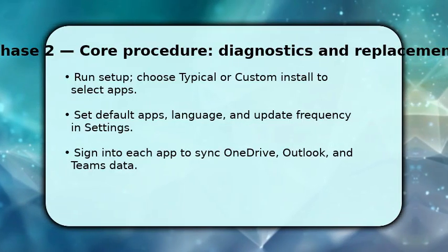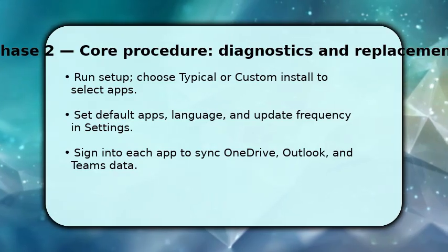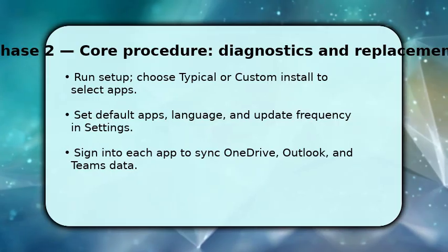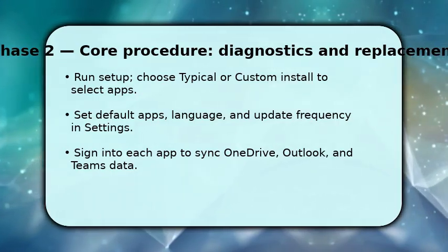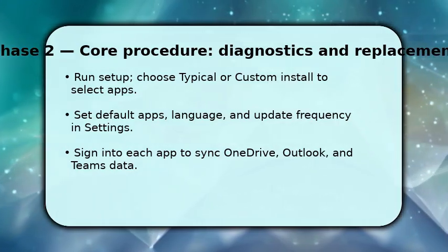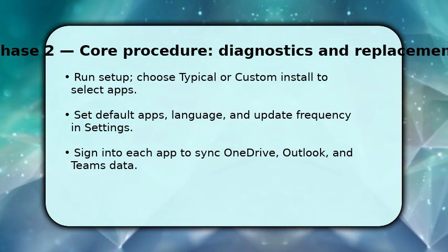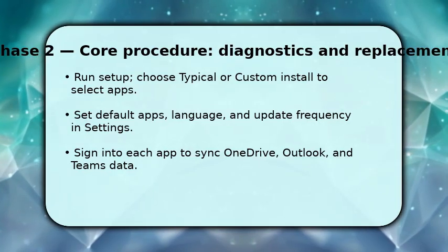Once apps are installed, open settings inside any Office app to set language, auto-update frequency, and privacy options. This controls bandwidth and telemetry. Make sure to sign into each app so OneDrive and Outlook can sync immediately. Synchronization reduces duplicate files and email delays. After configuration, test opening a document and saving to OneDrive to confirm sync works.